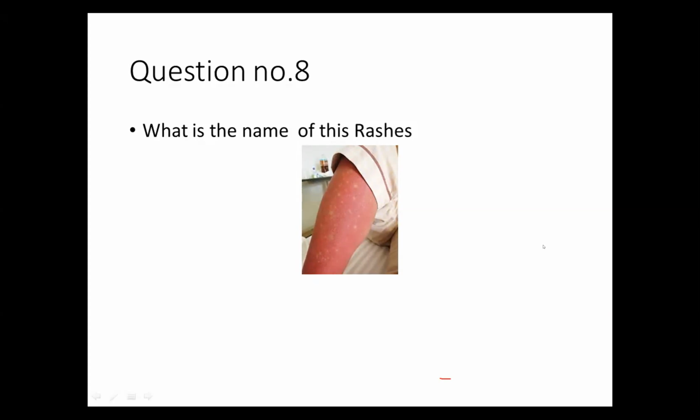But once the child is in the recovery phase, you will get this type of rash. This is a little bit pruritic. Nothing much needs to be done; a very small amount of antihistamine can be given for this rash. This is the second phase of dengue fever.